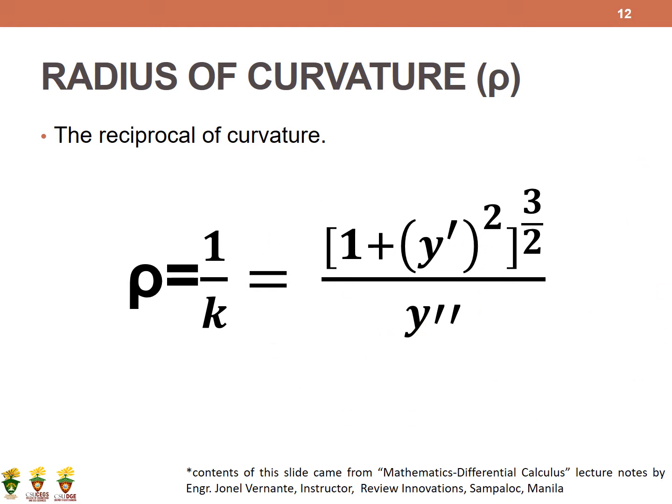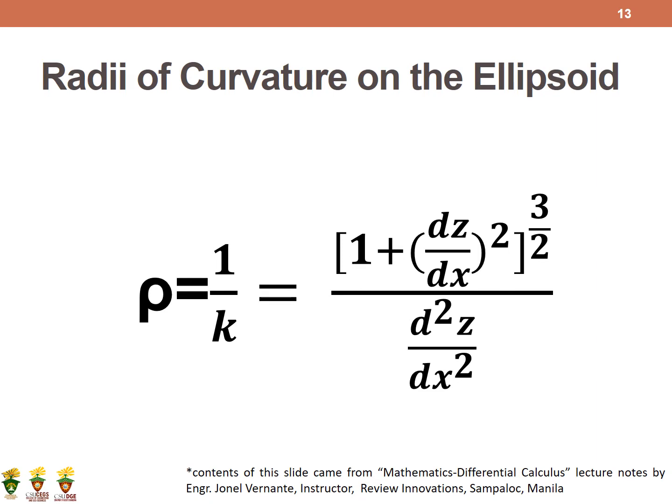So we have now 1 plus the first derivative of y squared, raised to the power of 3 halves, over the second derivative of y. So let us dissect the formula. Since we have x, y, and z in three dimensions, the first derivative of y is equal to dz over dx, and for the second derivative, d squared z over dx squared.